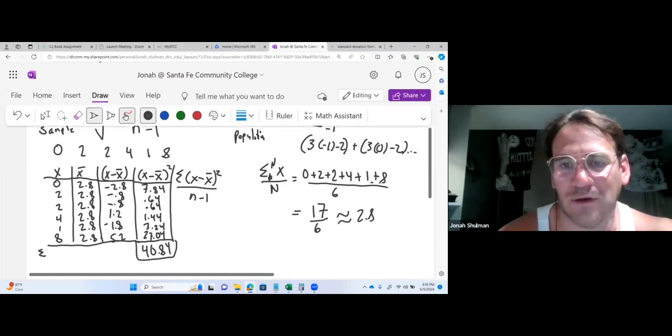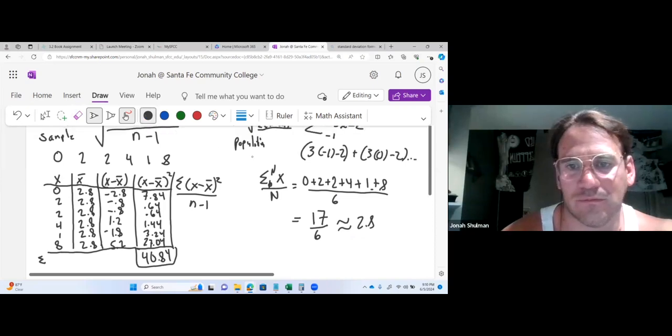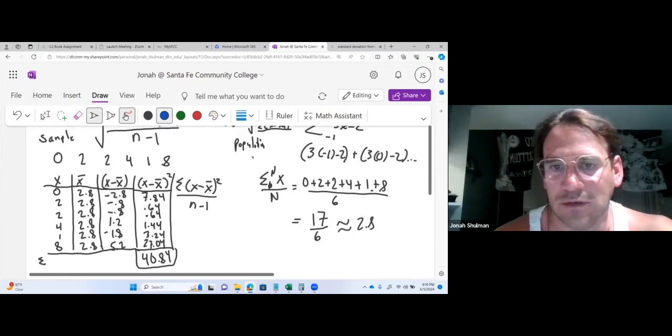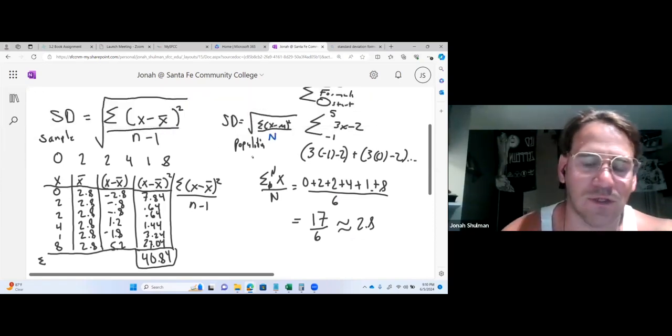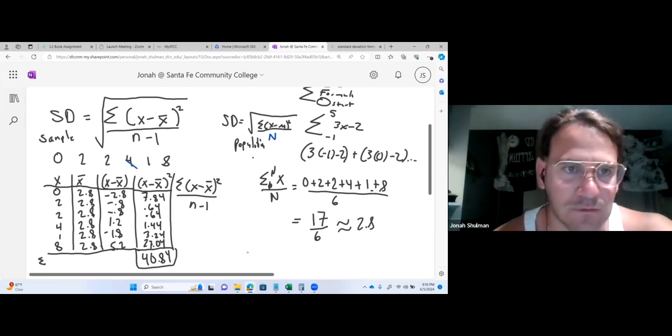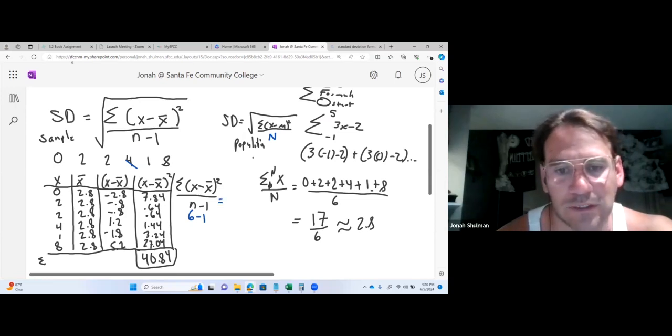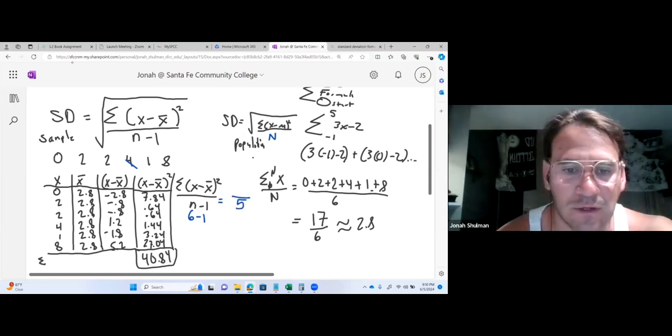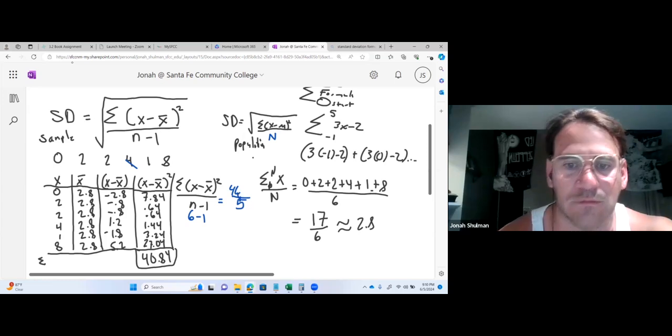All right, here we go. It's like everything being correct. All right, so our n is 6 terms, so 6 minus 1 is 5. And that's also called our degrees of freedom. We'll get to fancy degrees of freedom. The number on the top is 40.84.